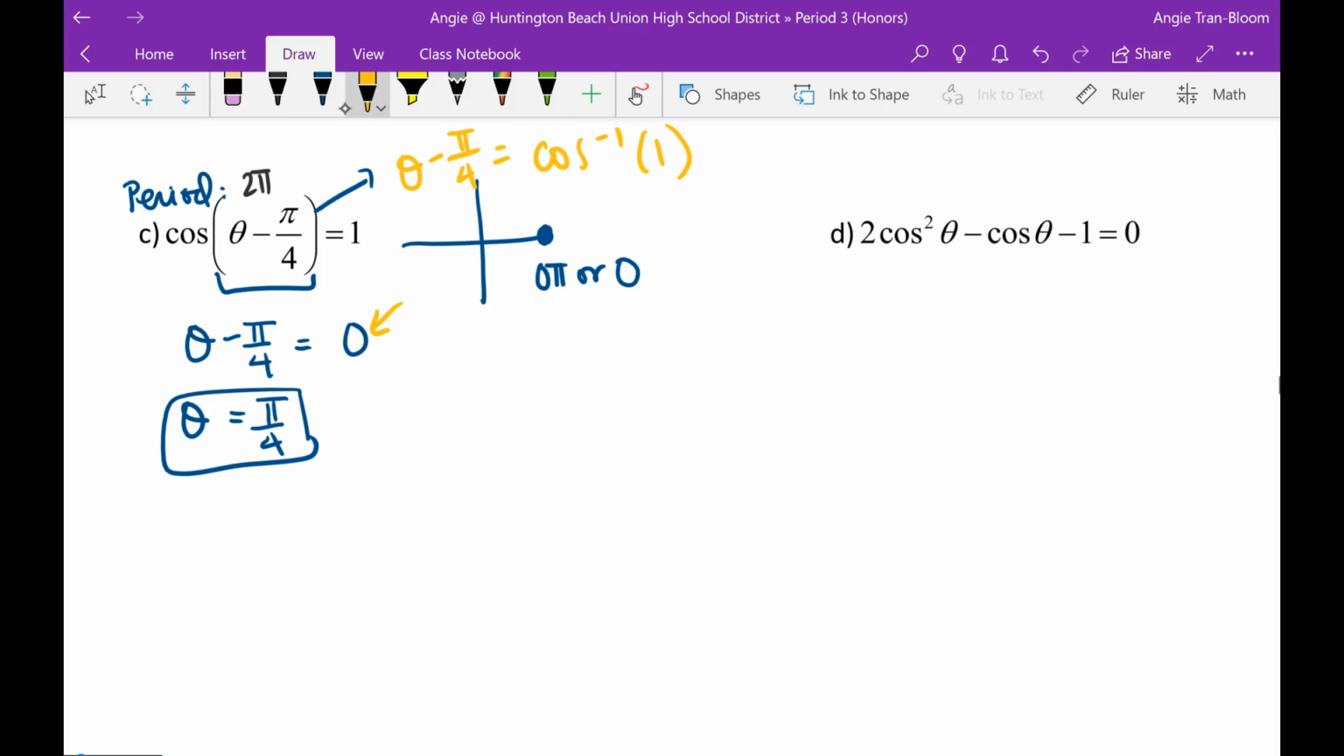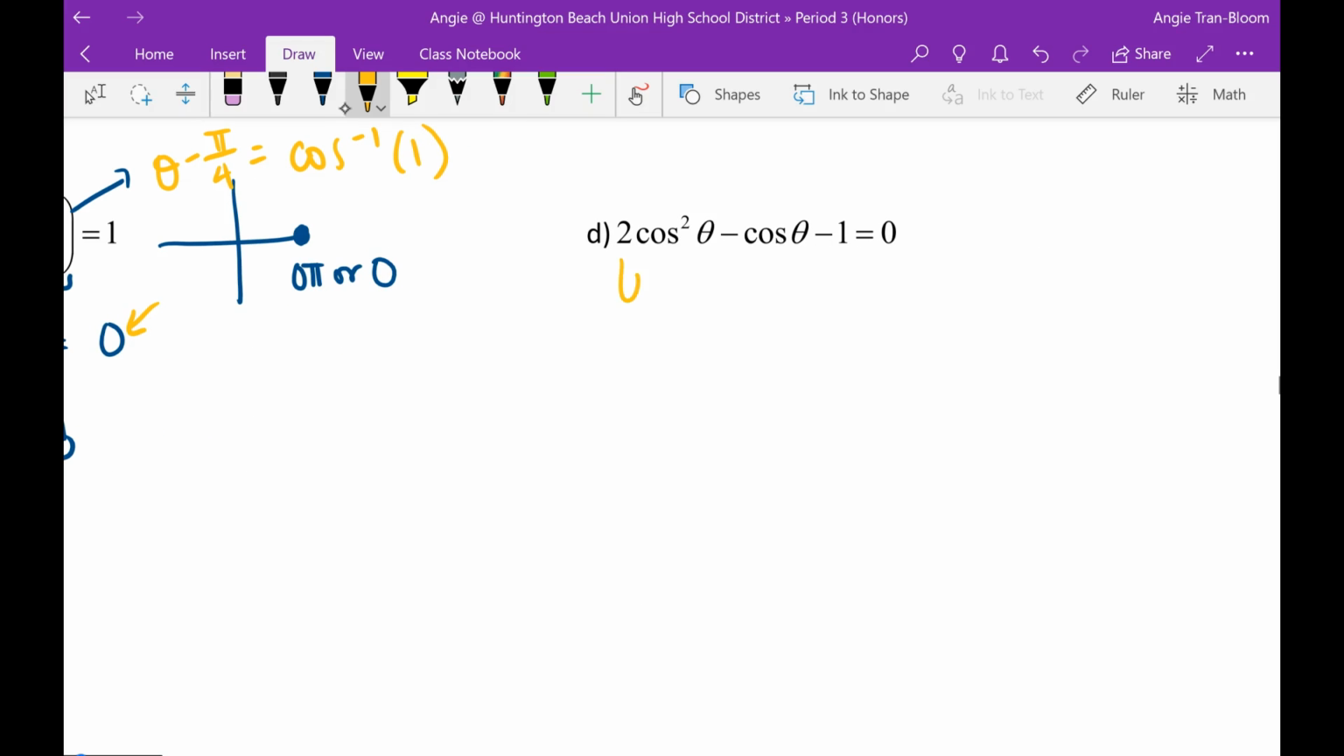Yeah. D for dog. What's the period? 2 pi, because what is the number in front of theta? 1. So I don't have to add or subtract. Whatever you find is what you find. Okay. What's your next move? Factor. How do you factor that?